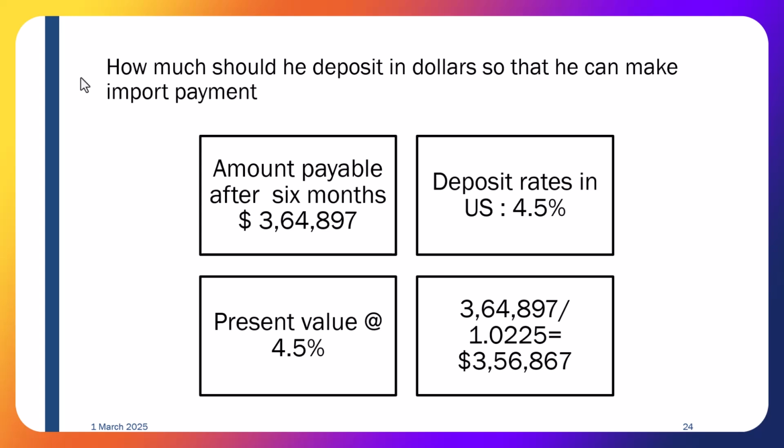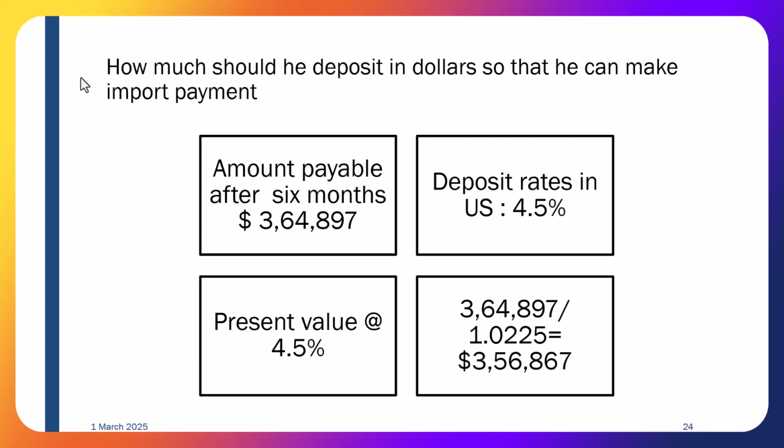4.5% is a per annum rate and it is for 6 months. So 3,64,000 divided by 1.0225, which is 1 plus 4.5 divided by 2. That means you have to invest 3,56,867. If you add 4.5% to it for 6 months, it will be equivalent to 3,64,000.